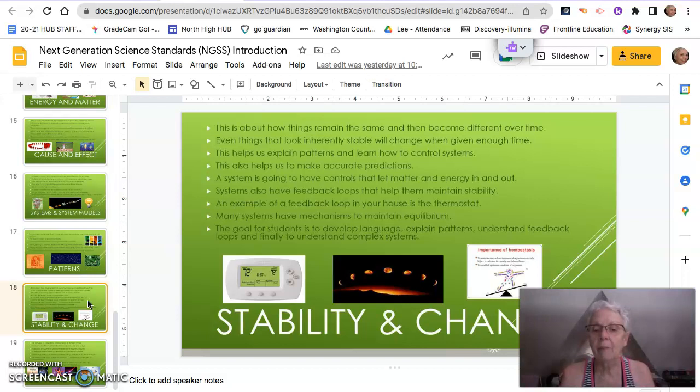Many systems, of course, have mechanisms to help them maintain equilibrium. We have a system in our body that helps us to maintain equilibrium in our body temperature. When we get too hot, we sweat, cooling our bodies off. When we get too cold, we shiver, warming our bodies up. You are going to develop a language to explain patterns, to understand feedback loops, and to eventually figure out how to understand a complex system.